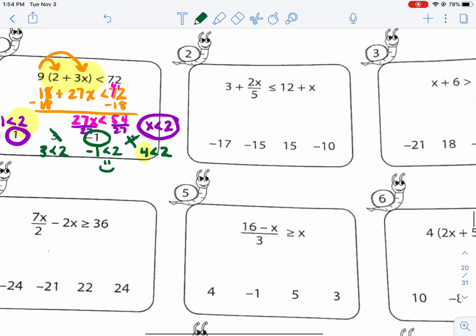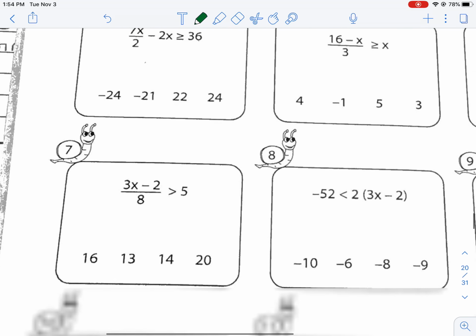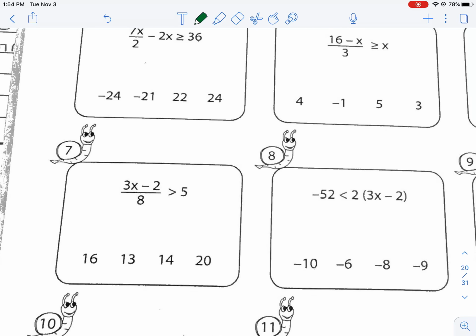Okay. Let's try number 7, going with our theme of practicing fractions today. So right underneath, we're going to start by multiplying each side by 8. Remember, we have that fraction bar, so we want to get rid of the 8. So I'm going to cancel 8 on this side. I'm left with 3x minus 2 is greater than 40.